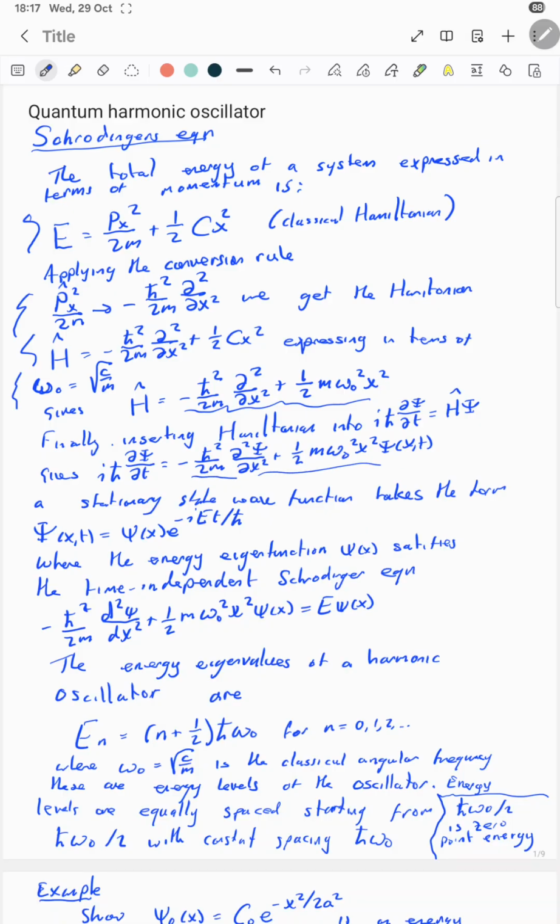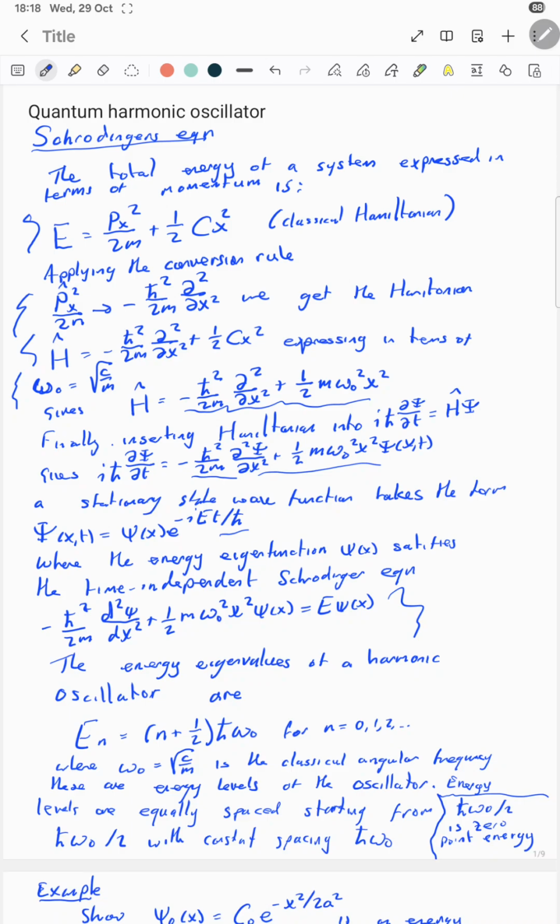A stationary state wave function takes the form of psi of x, t equals psi of x e to the minus i E t over h bar, when the energy eigenfunction psi of x satisfies the time-independent Schrödinger equation, we get this.